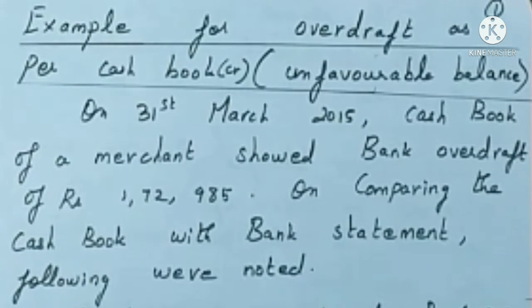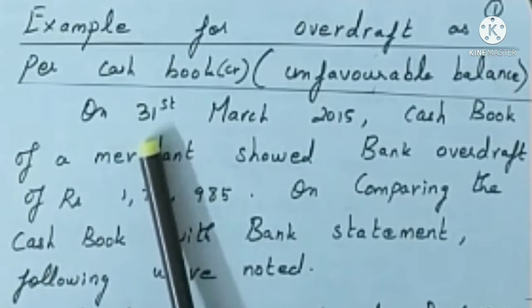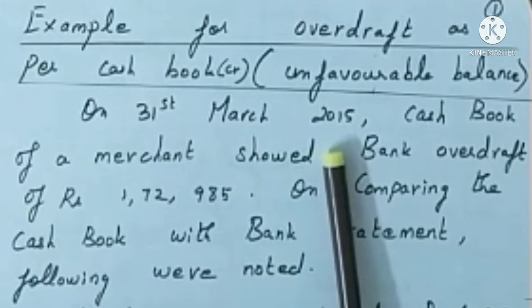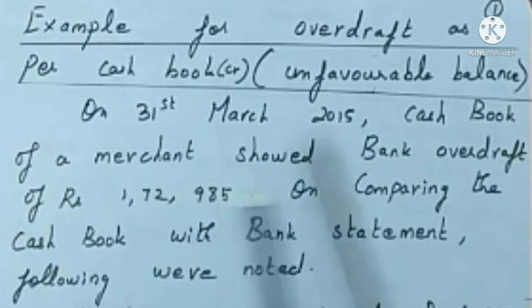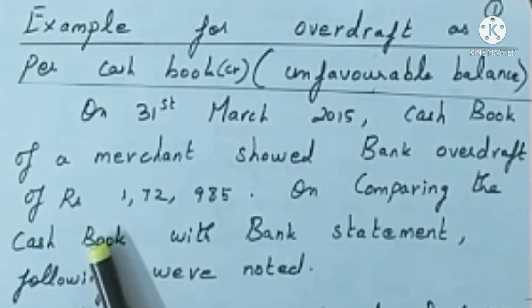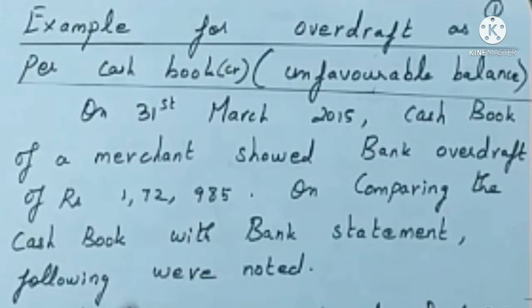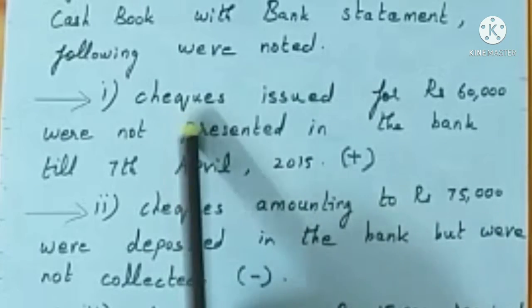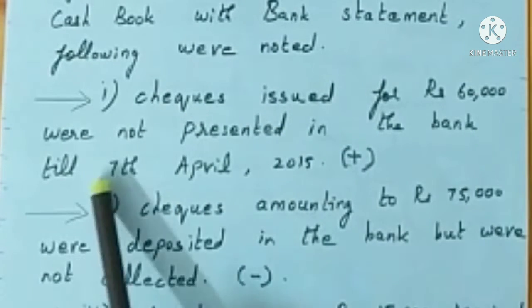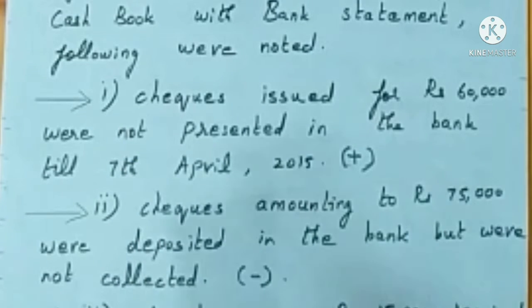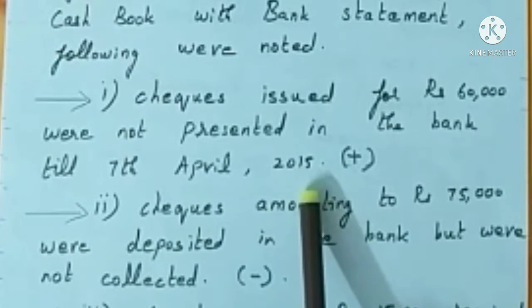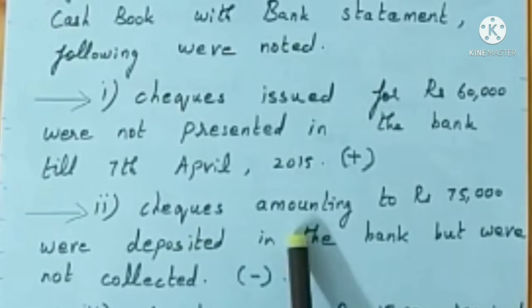Okay, let's see. On 31st March 2015, the cash book of a merchant showed a bank overdraft of rupees 1,72,985. On comparing the cash book with the bank statement, the following were noted. Checks issued for rupees 60,000 were not presented in the bank till 7th April 2015. Next one, checks amounting to rupees 75,000 were deposited in the bank but were not collected.